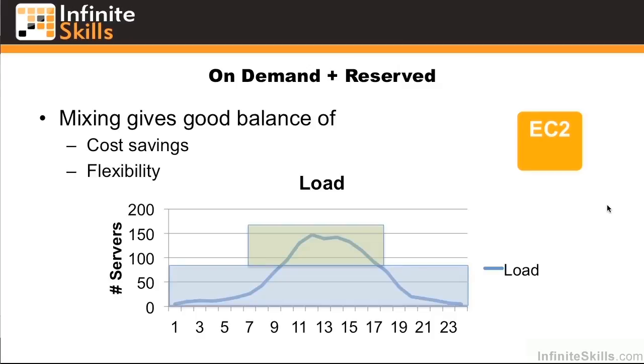Here we have that well-known daily curve that looks like that. This could be a web product that you've had running in your system forever. You can buffer most of your capacity with reserved instances and supply the rest with on-demand.